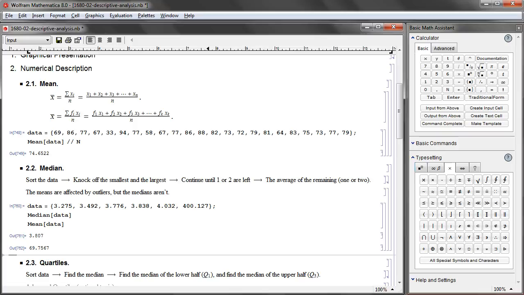The mean is affected by this outlier. But the median is not, because if you cross out the smallest and largest, this 400 is just gone. And then the next gone, and we have just these two numbers as before. So the median is useful when outliers are expected.